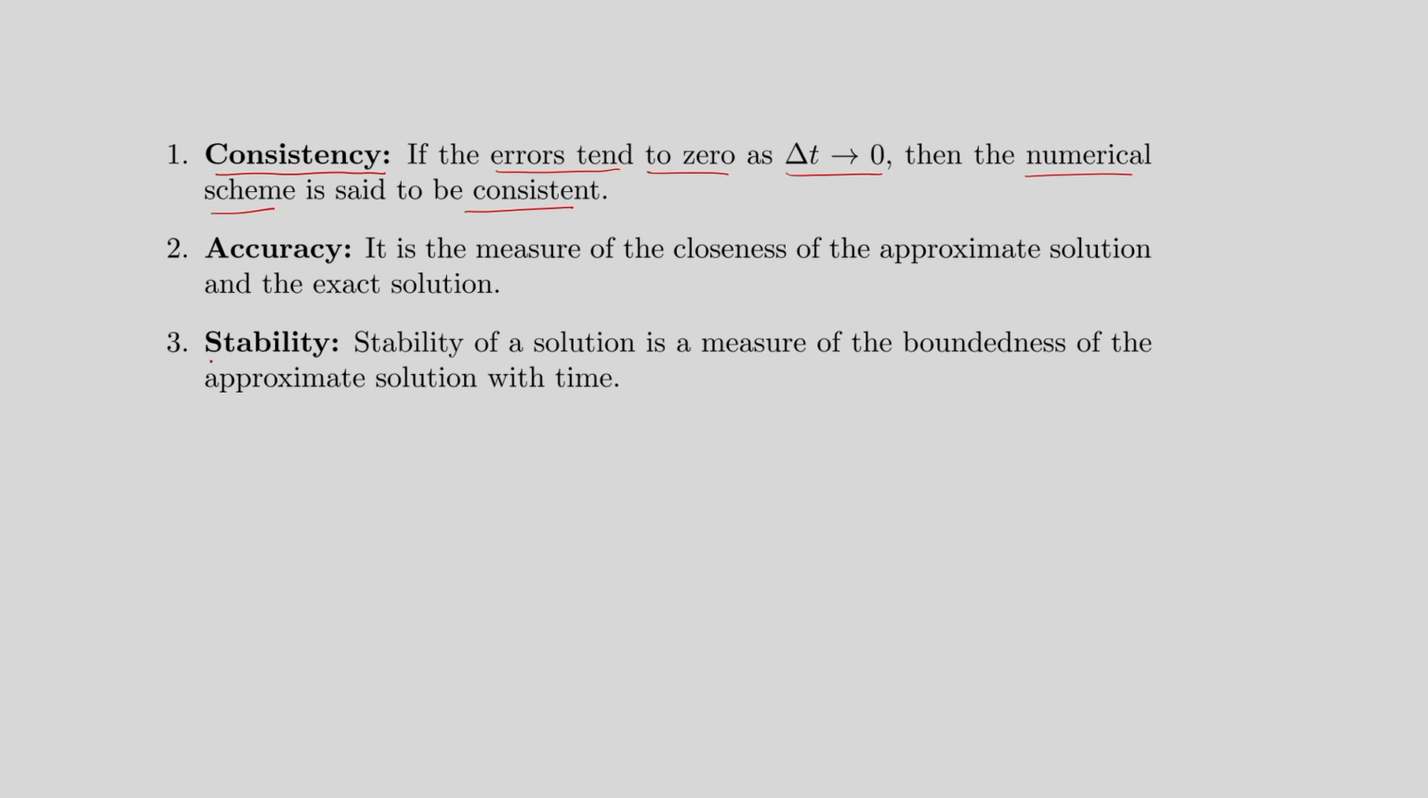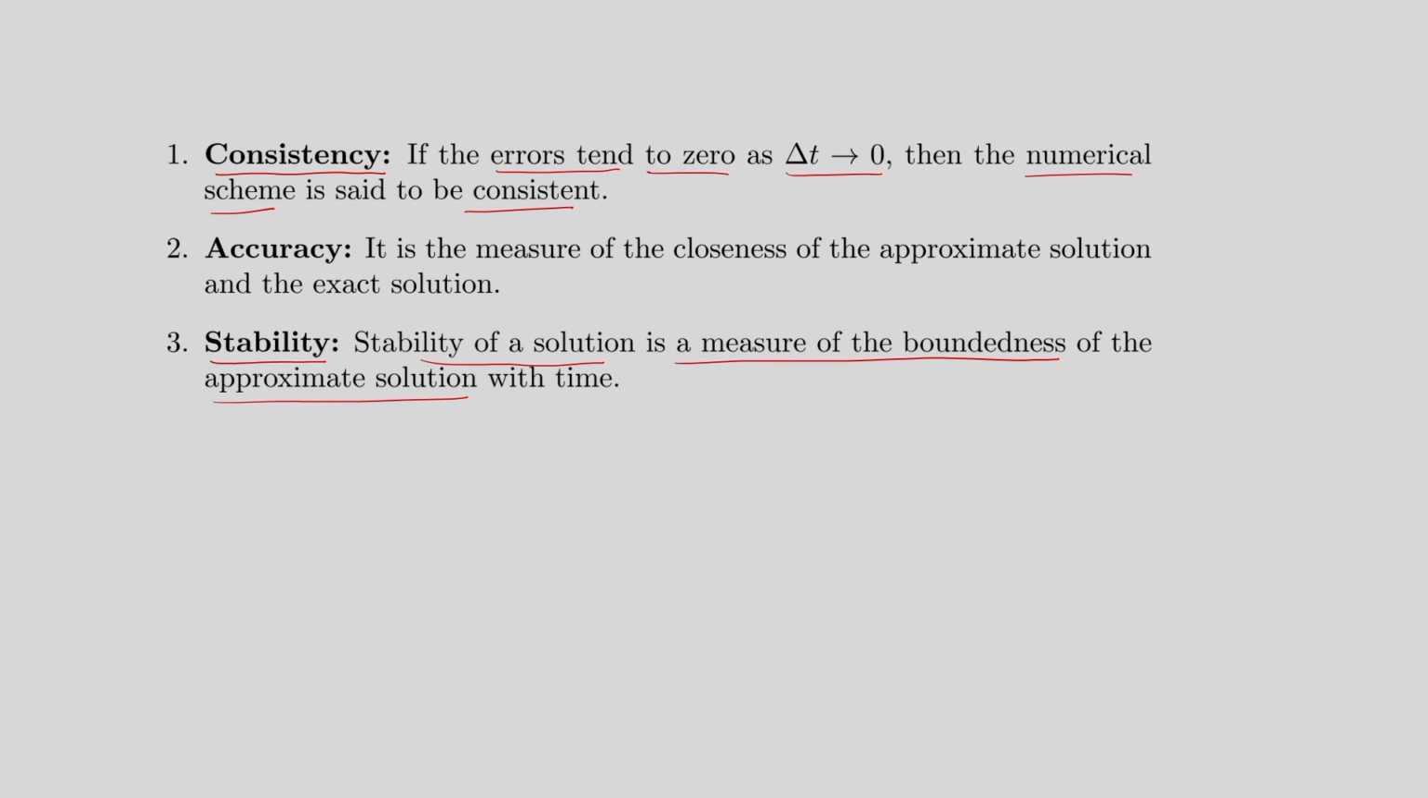Now, I will talk about stability. Stability of a numerical scheme is a measure of the boundedness of the approximate solution with time. So, what does it mean? Suppose at a given time step you have an error in the approximate solution. What is error? Error is the difference between the true or exact solution and the approximate solution.